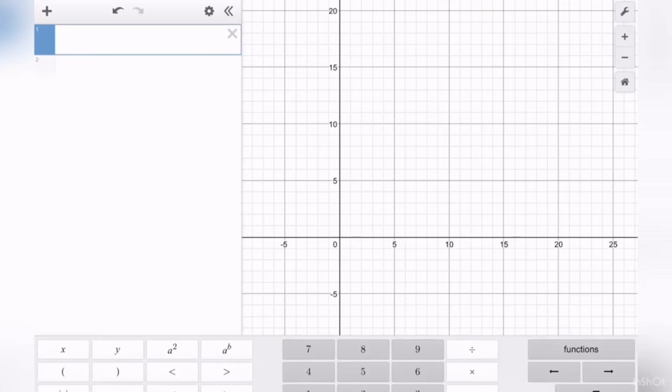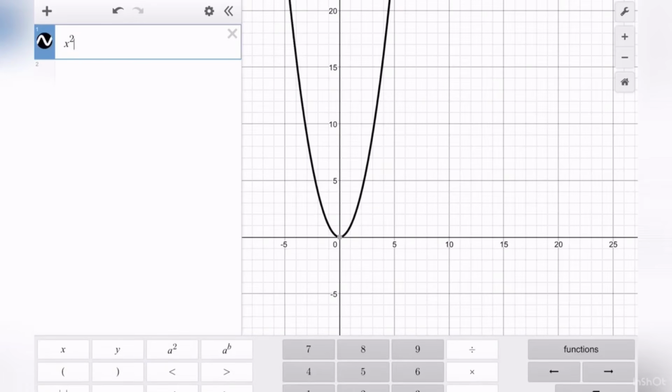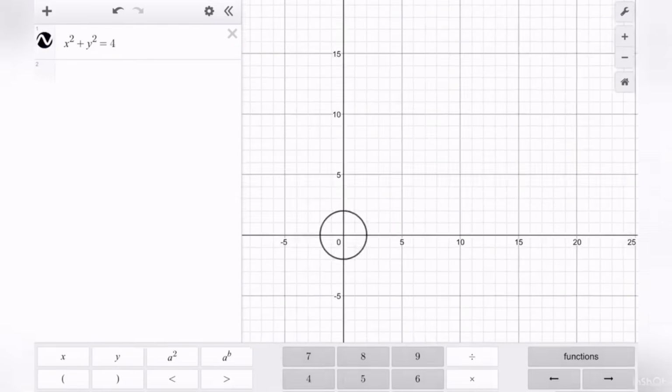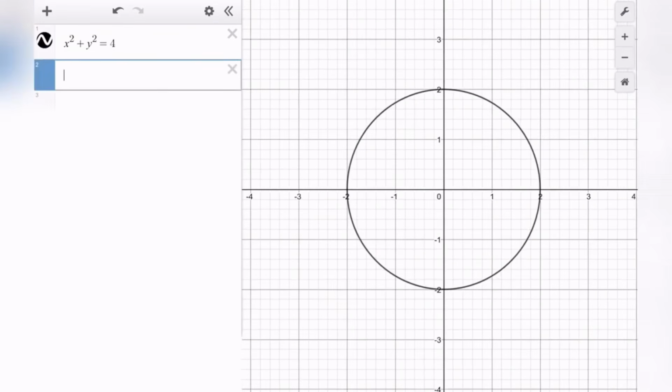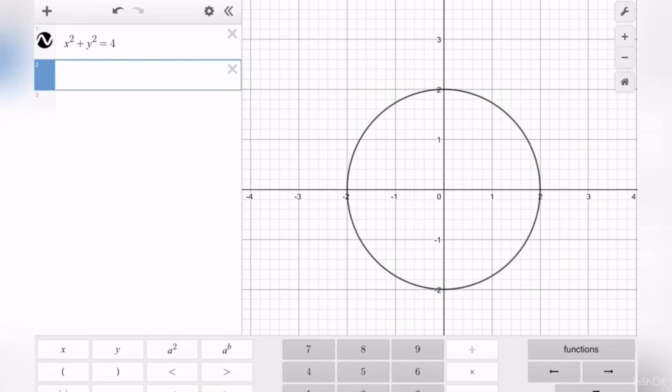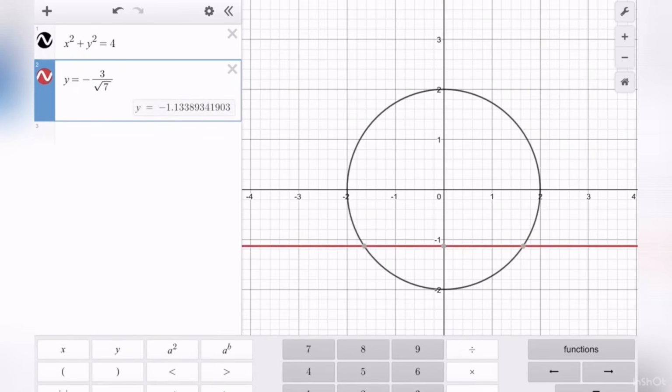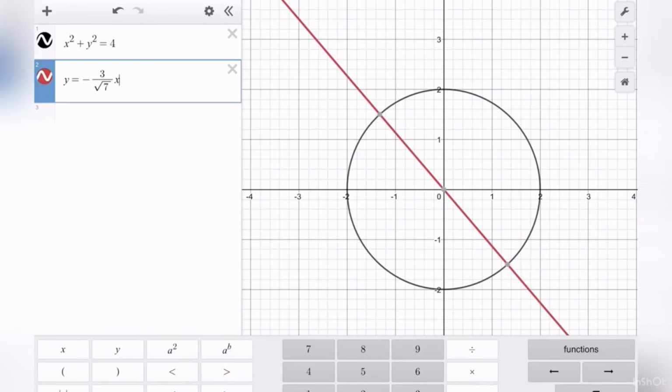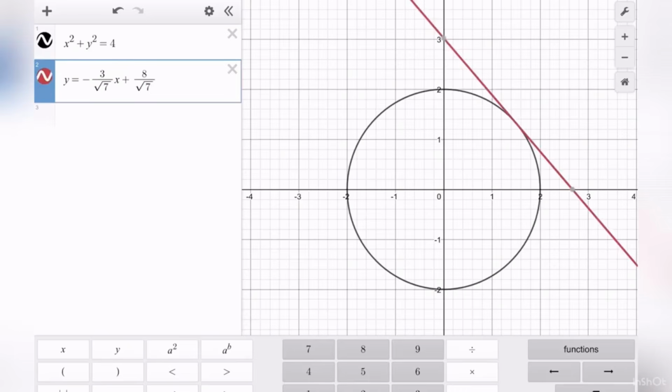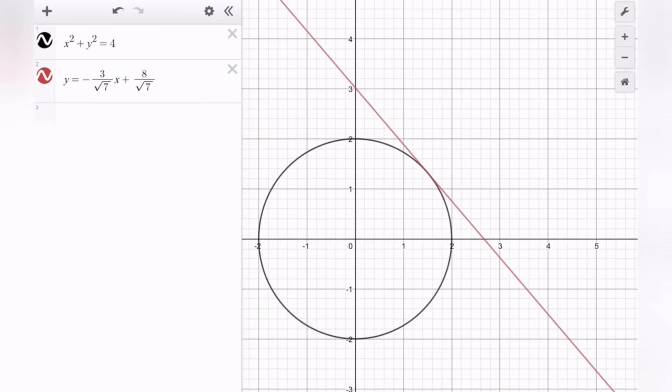Okay, so the equation of the circle was x squared plus y squared equals 4, and there is our circle. Okay, so next one, we've got the equation of the tangent, which was y equals negative 3 over root 7. Where's the square root button? Square root 7. There we go. X plus, was it? Plus, yep, plus 8 over root 7. There we go. And there is our line, and we can see there it is actually a tangent. There we go, so we can see we've got it right.